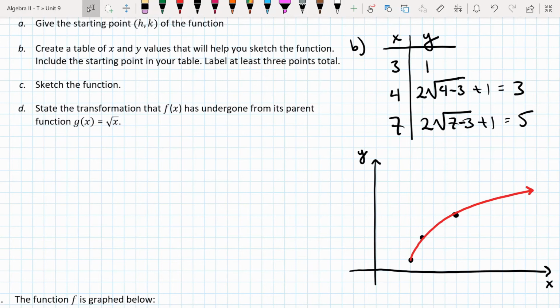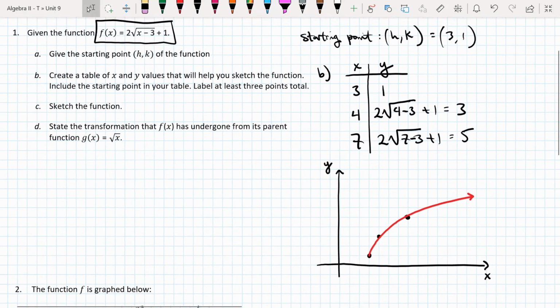These graphs are parabolas on their side cut in half. That's the shape that these make. And the domain does not exist over here to the left of the starting point. So the graph has no y value to the left of x equals 3.